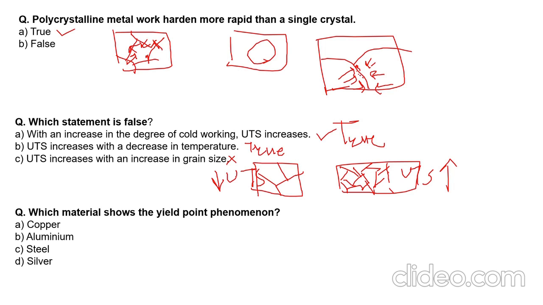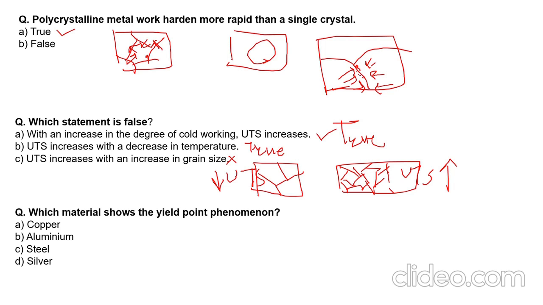We are also talking about ultimate tensile stress, so that will be dependent on your temperature. With increase in temperature, recovery and recrystallization will occur, and your ultimate tensile stress will decrease. Right? Yes, ma'am. Okay. Then we have another question that says which material shows the yield point phenomenon?